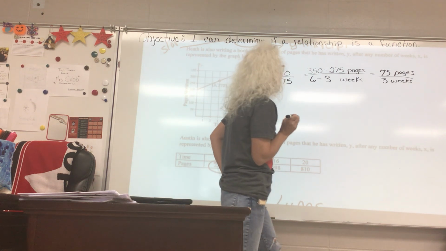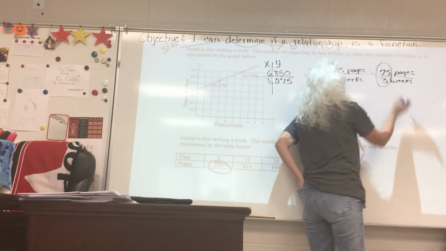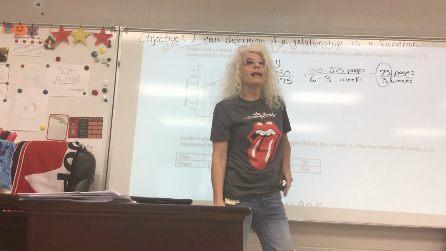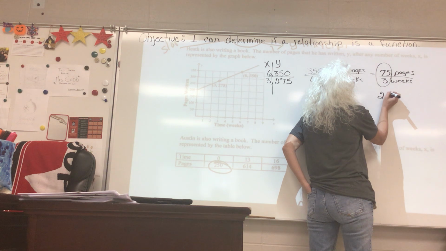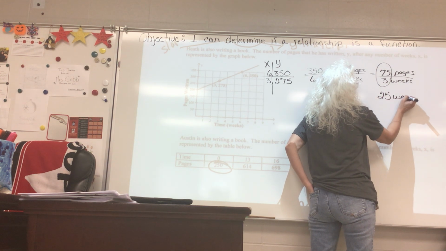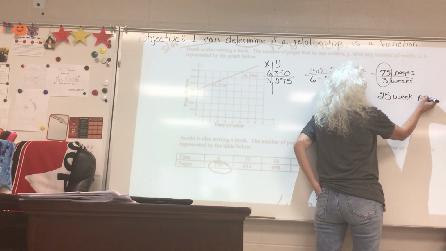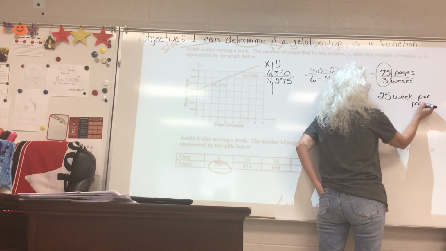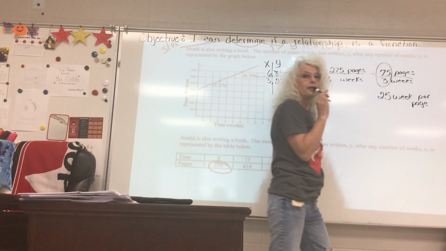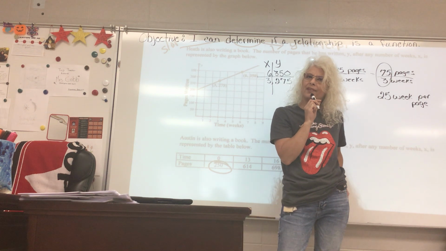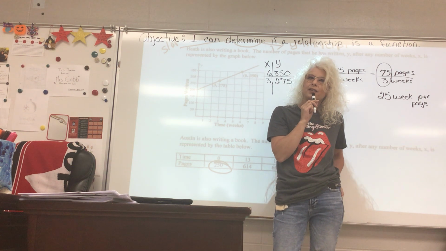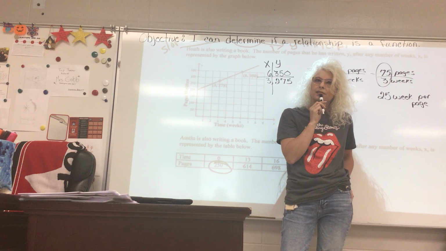Yeah, that's right. Now what am I gonna do to my leading numbers, everybody? Divide. And 75 divided by 3 is 25 weeks per page. What do you mean it's supposed to be pages per week? Because page is like the slope.